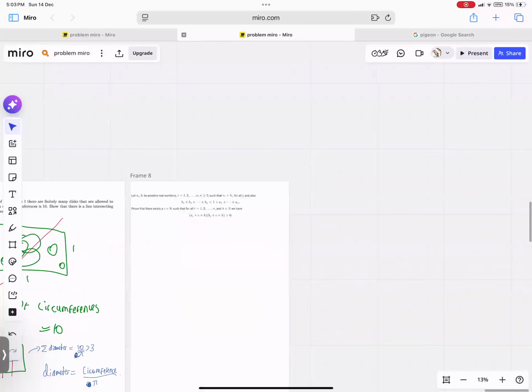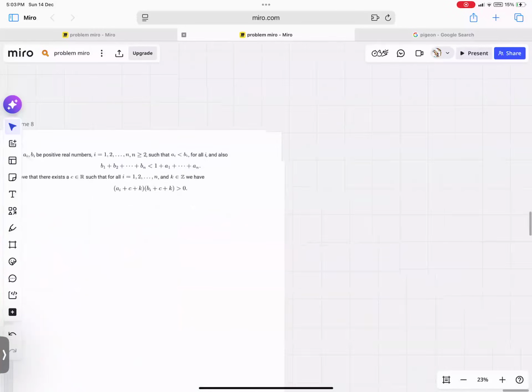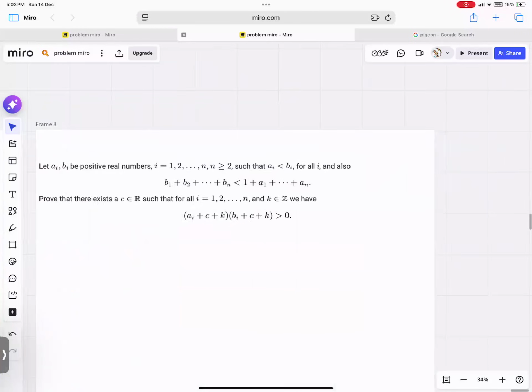This is the problem. It looks completely different, but it's based on the same idea.